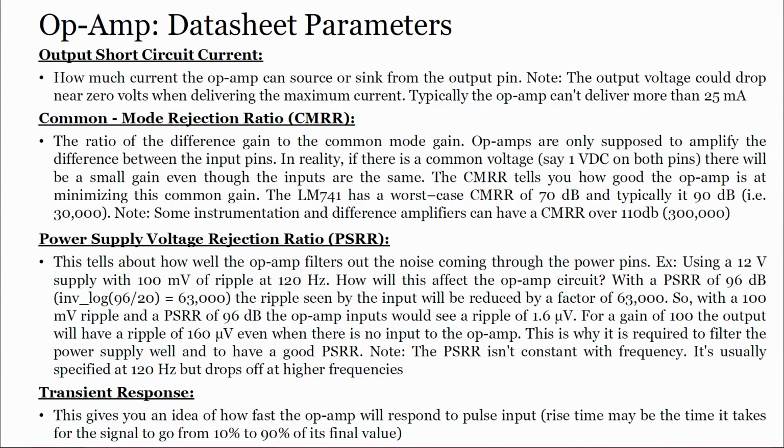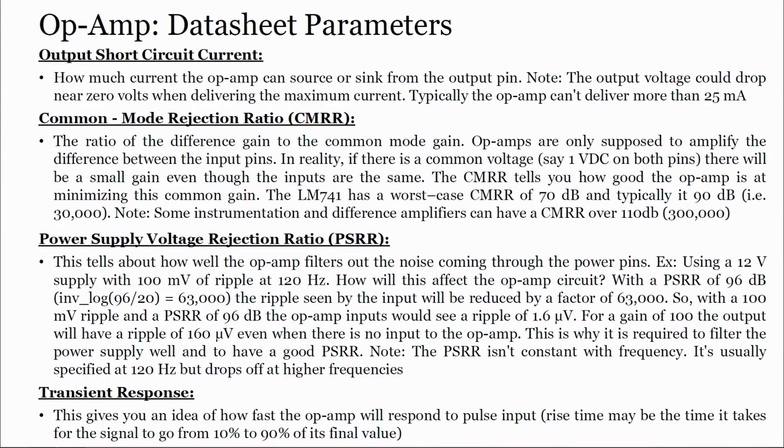Power supply voltage rejection ratio, PSRR, is another parameter. When you open a data sheet, you will see PSRR. What is that? This tells about how well the op amp filters out the noise coming from the power pins. Noise can be generated from the power pins; how well can it be filtered out? Let us take an example using a 12 volt supply with 100 millivolts of ripple at 120 hertz. How will this affect the op amp circuit?